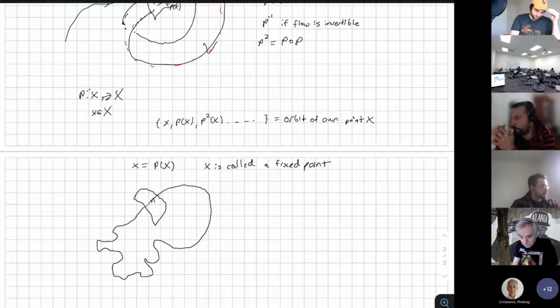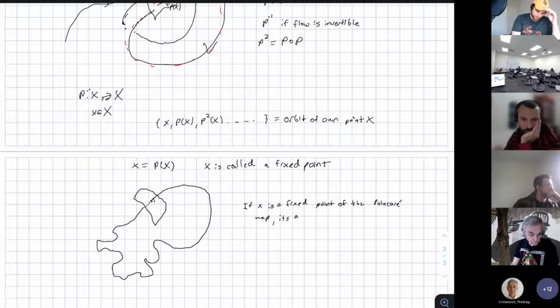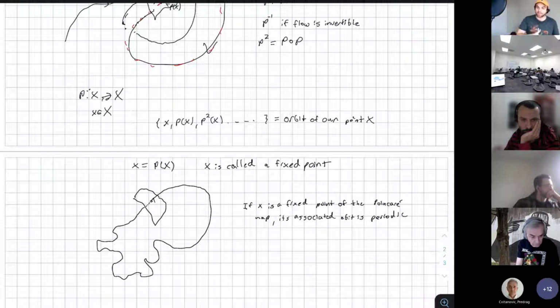So if x is a fixed point of the Poincare map, its associated orbit is periodic. And more than that, we actually know the period of the orbit. The period of the orbit is exactly the return time of that point.